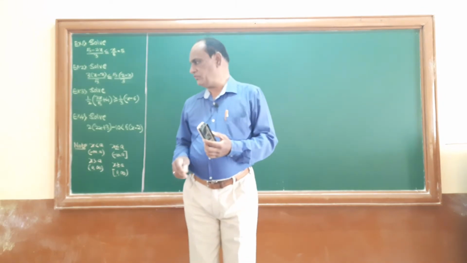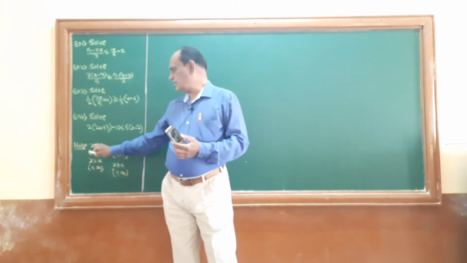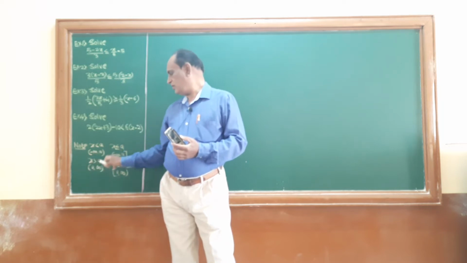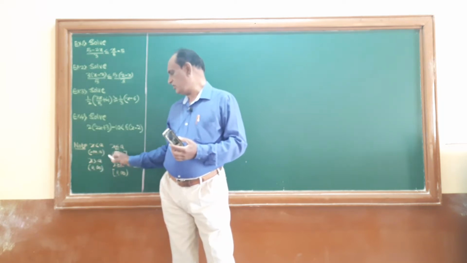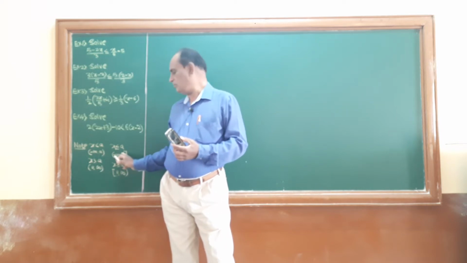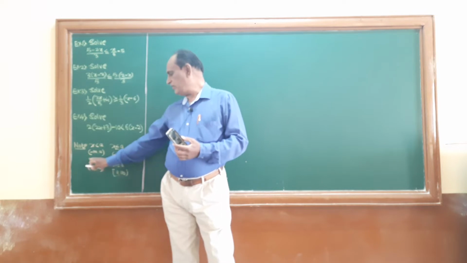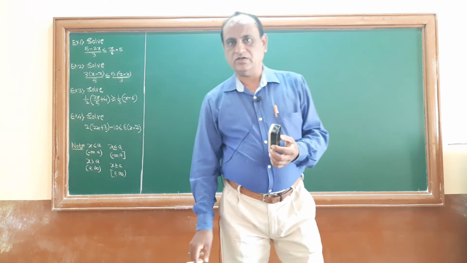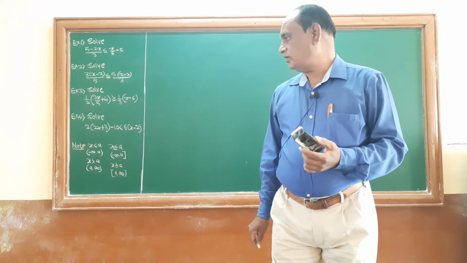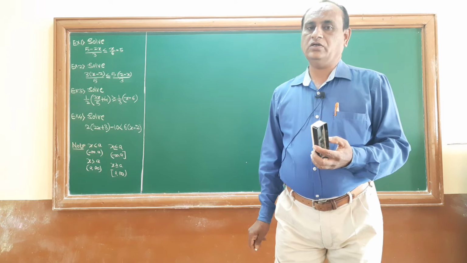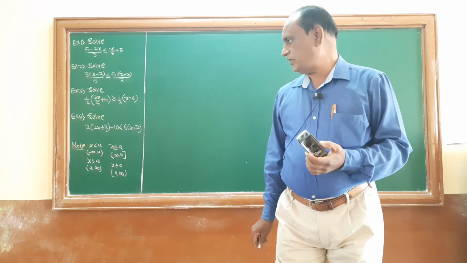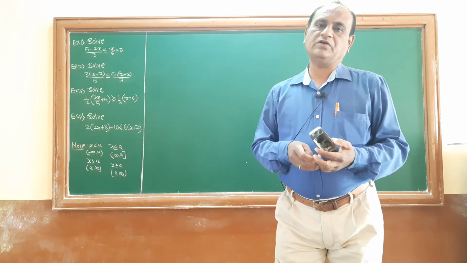The first one is: if x is less than a, then the open interval minus infinity to a. If x is less than or equal to a, then the half closed interval minus infinity to a. If x is greater than a, the open interval a to infinity. Then the next one is x is greater than or equal to a, the half closed interval a to infinity. So these are the 4 types of sets.